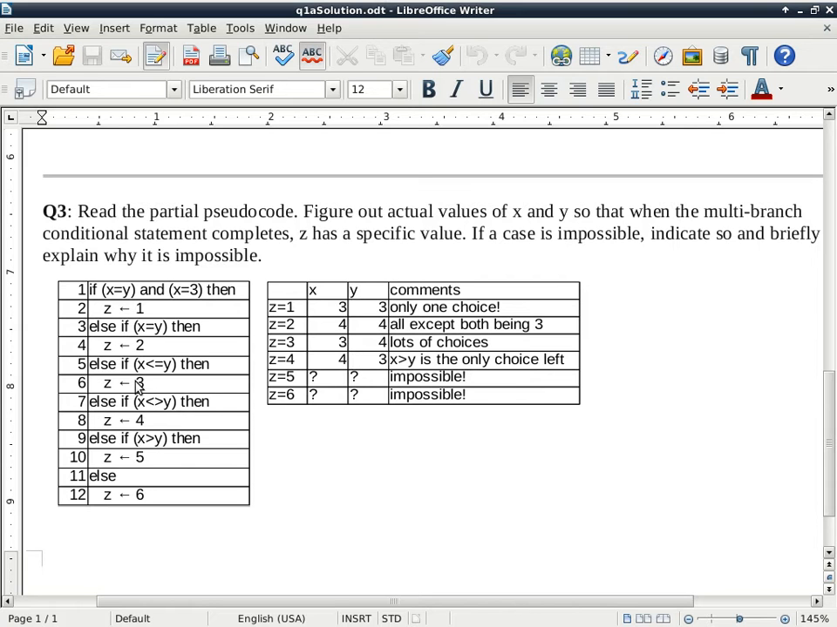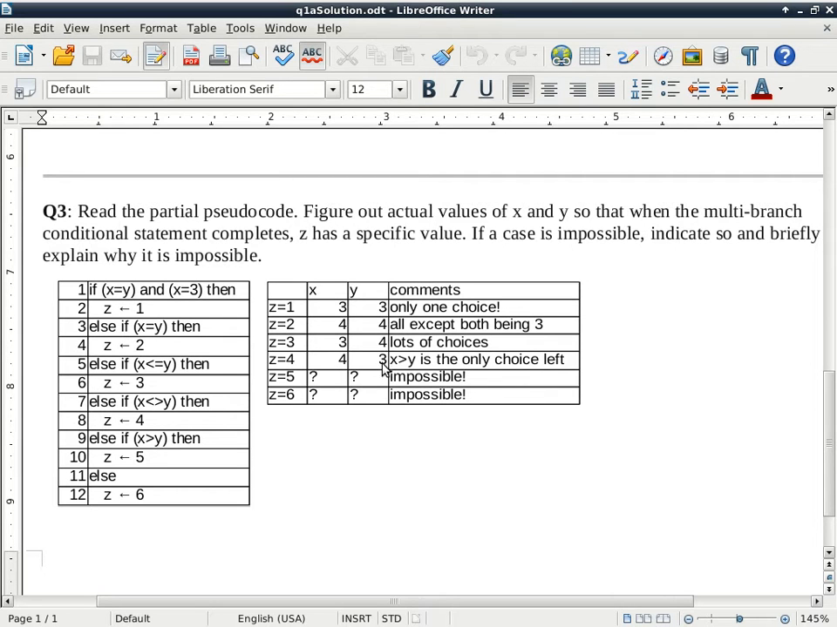Number 7. Now, line 7 is a tricky one. In other words, how can we make z equal to 4 using this logic? X cannot equal y, and because of line 5, x cannot be less than y either. So by the time we get to line 7, to make all the other conditions false, but only the condition of line 7 true, x has to be greater than y at that point. Okay? But you can pick any value. You can pick any pair of values. As long as x is greater than y in this case, it will still work. So I just picked the easy one, which is making x 4 and making y 3.